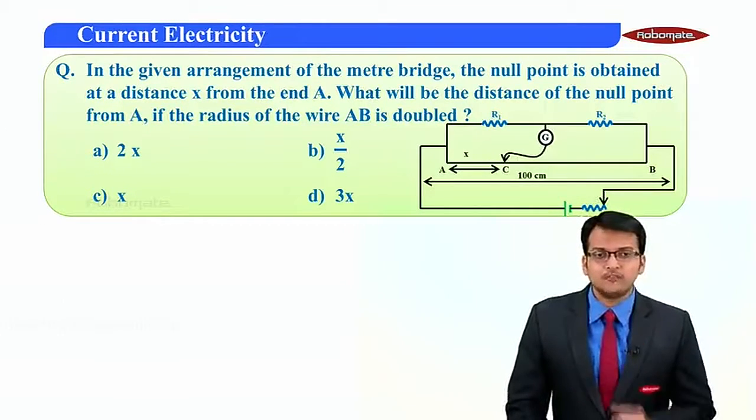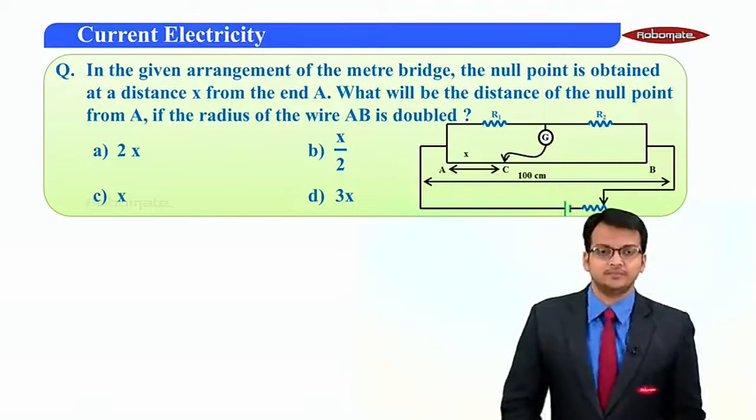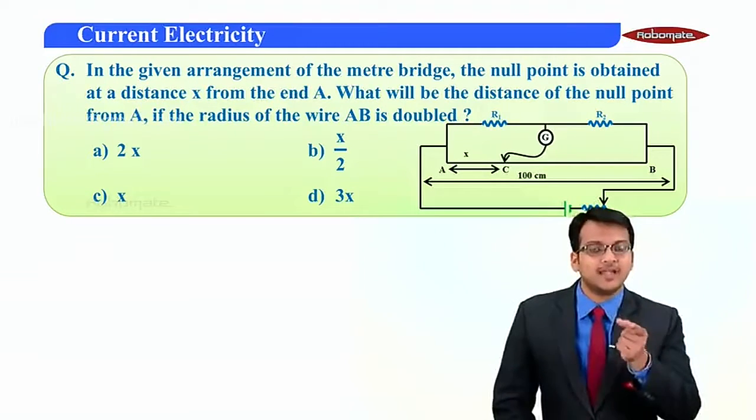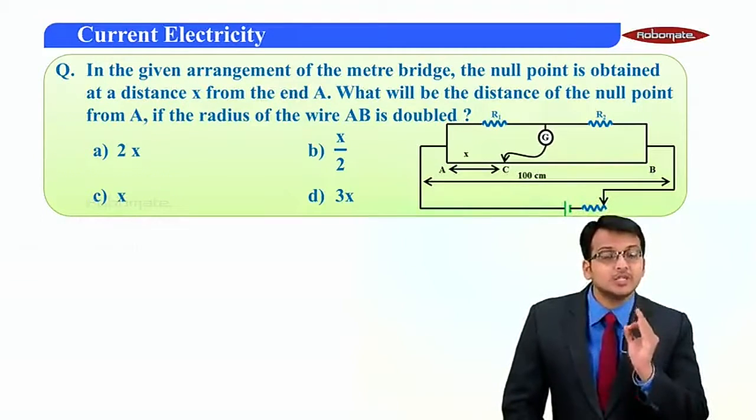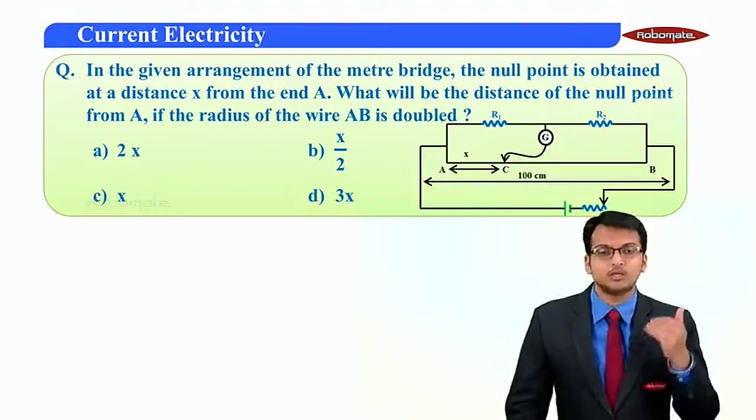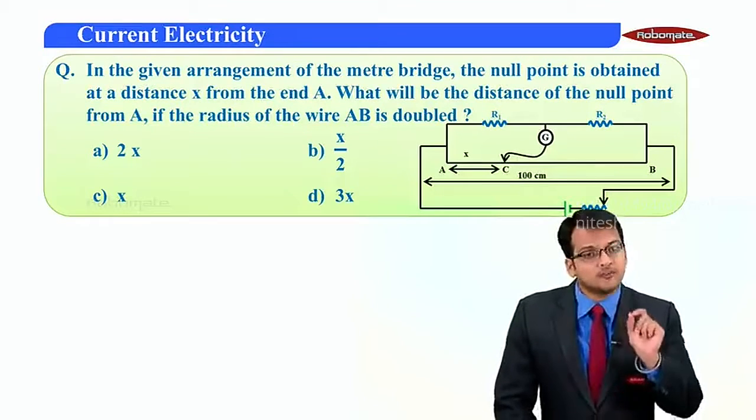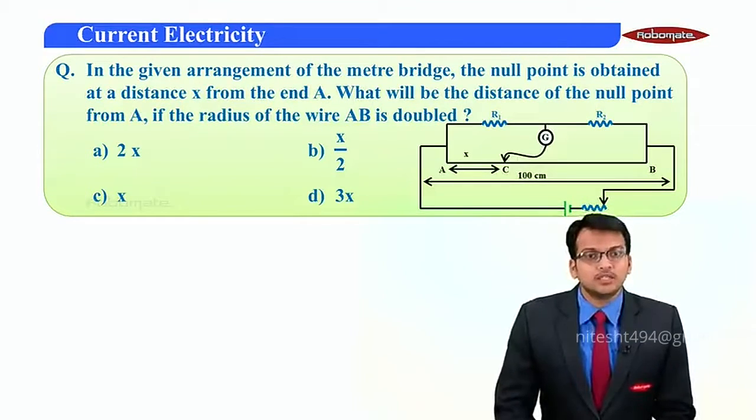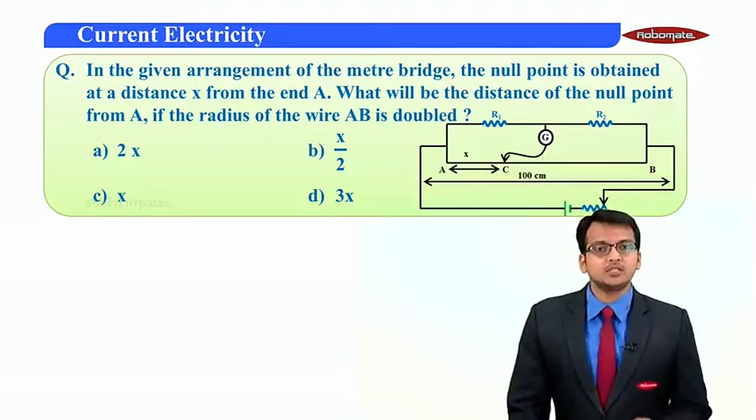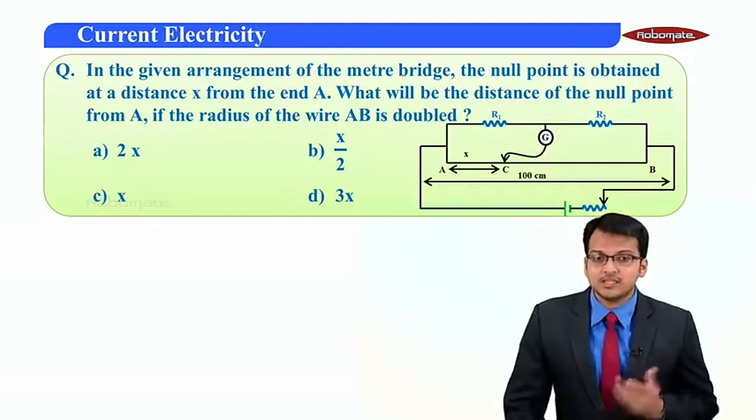Can you see from the diagram that distance x is actually measured from the left hand side? Now the hint is the null point is obtained. That means it is a condition of balancing. Yes, that means I can use the equation x upon r is equal to Lx upon 100 minus Lx. The question further asks, what will be the distance of the null point from A if the radius of wire AB is doubled?